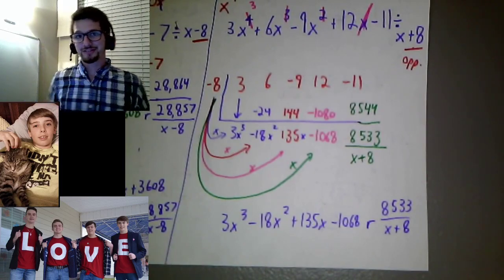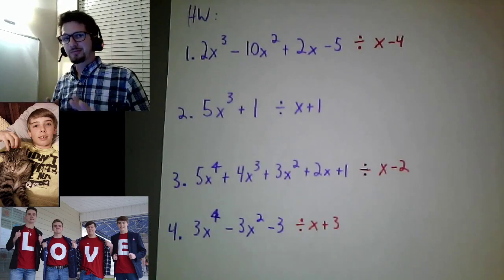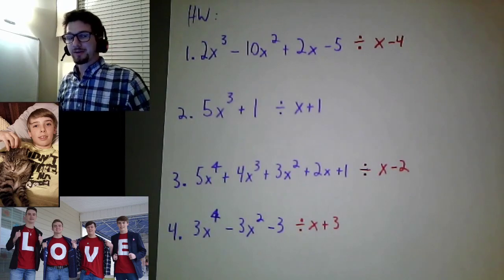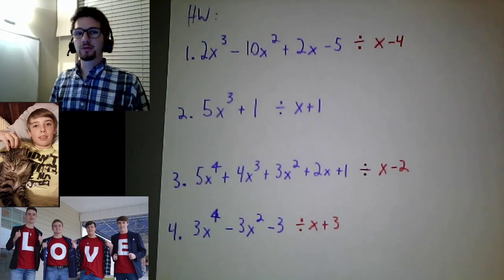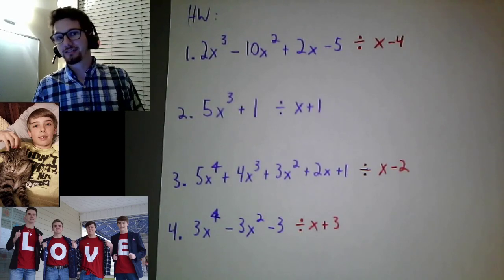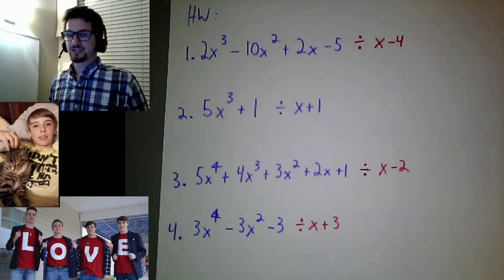Now it's your turn. Here are your homework problems. Don't forget, if you are missing an x somewhere, hint hint, cough cough, number 2 and number 4, the coefficient is 0. Write it in the list just like normal.